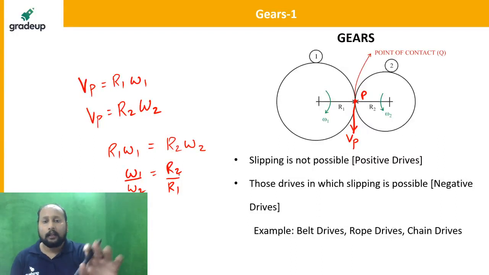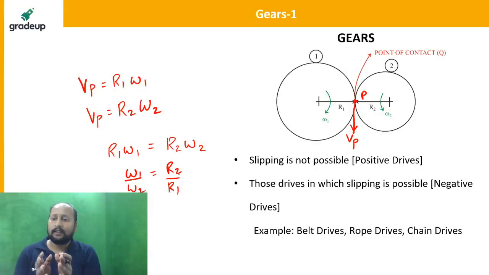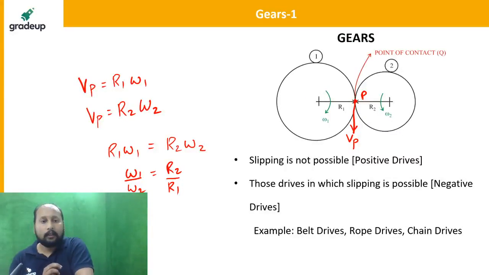Okay. Fine. So now you have understood gears are basically a positive drive. What is positive drive? When there is no slipping between the driving and the driven gear, that is known as positive drive. What is the meaning of no slip? The velocity of point P will be the same whether I consider it with respect to gear 1 or with respect to gear 2. Clear? Fine. You have understood the basic definition of gears.